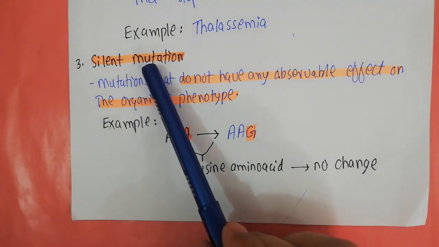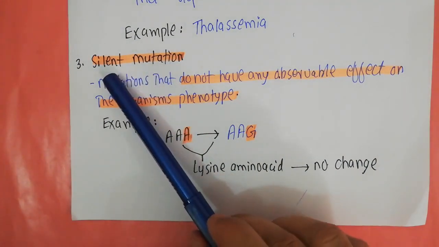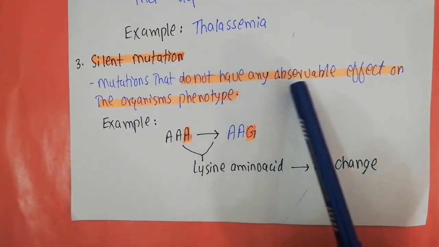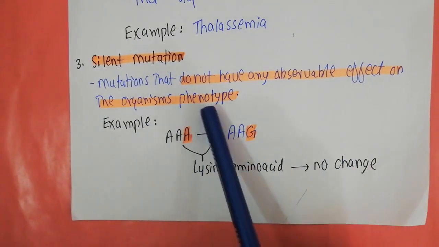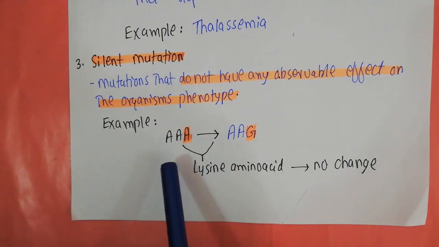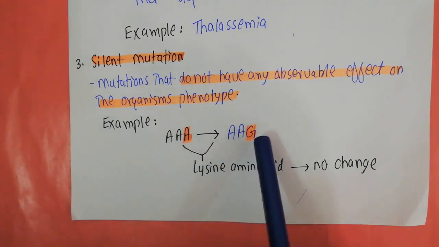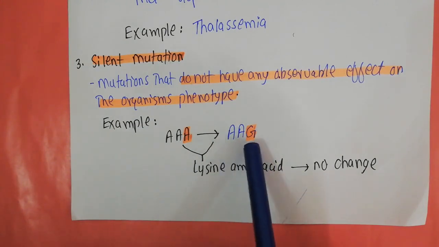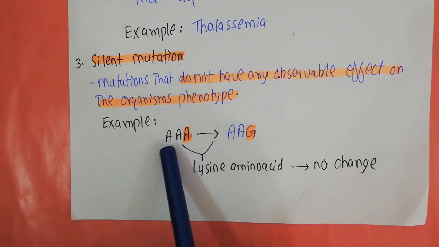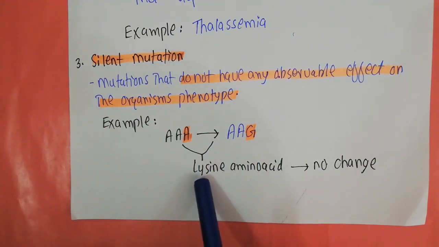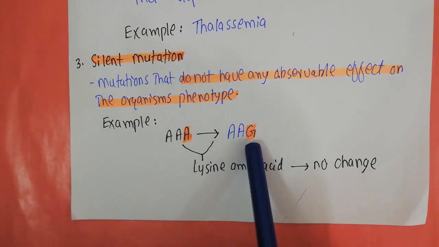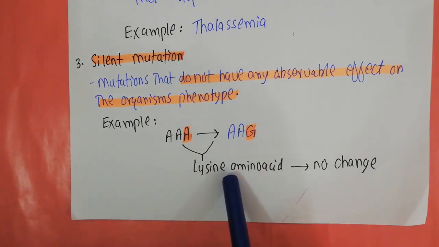Now, as the name indicates, these kinds of mutations are silent. So they do not have any observable effect on the organism's phenotype. For example, you have this codon, AAA, and you are changing the last A into G. So now you have, after the mutation, the AAG codon. But this is not a problem, because AAA codes for the lysine amino acid, and the AAG codon also codes for the lysine amino acid.